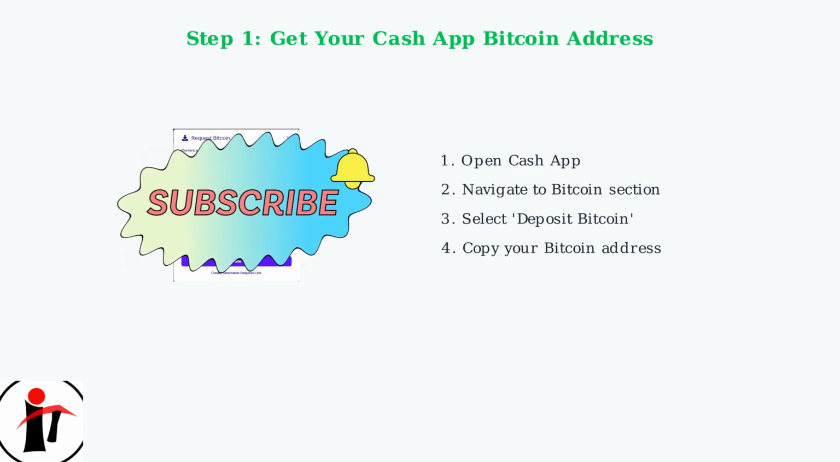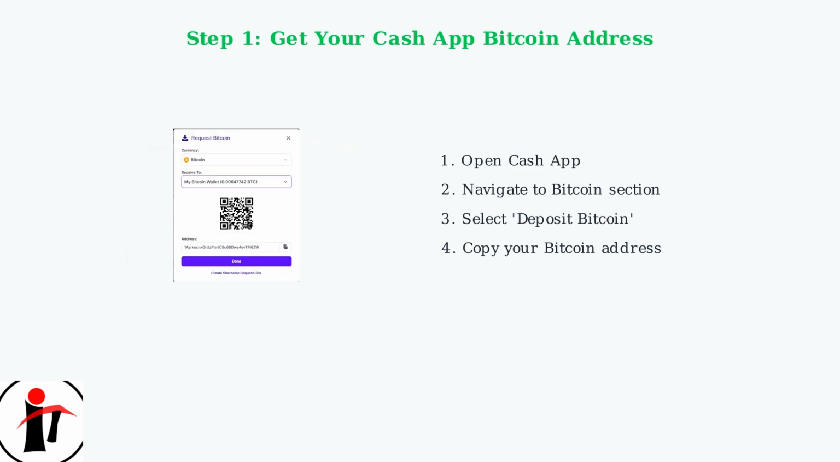You'll see a form like this with your Bitcoin address and QR code. The address is a long string of letters and numbers that uniquely identifies your Cash App Bitcoin wallet.